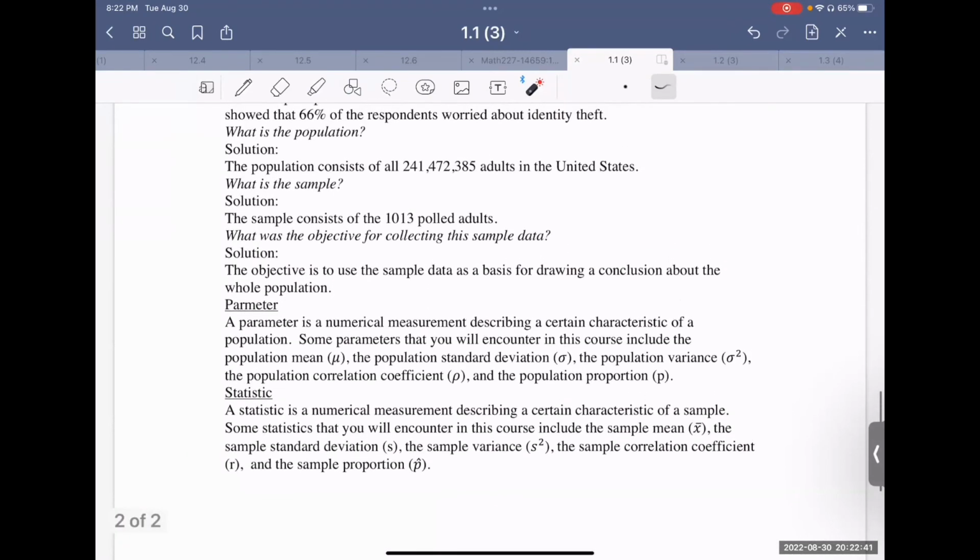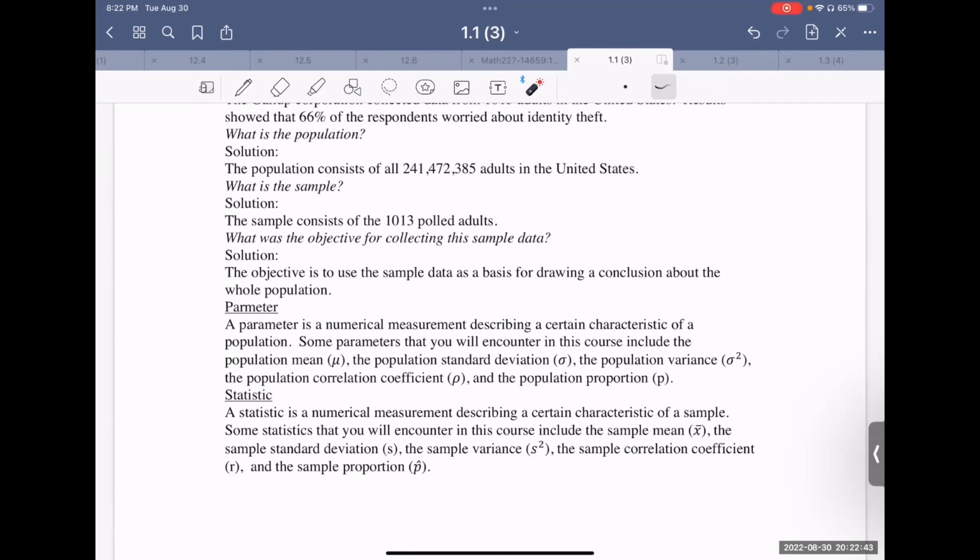So that finishes off section 1.1. Any questions on the terminology in section 1.1?